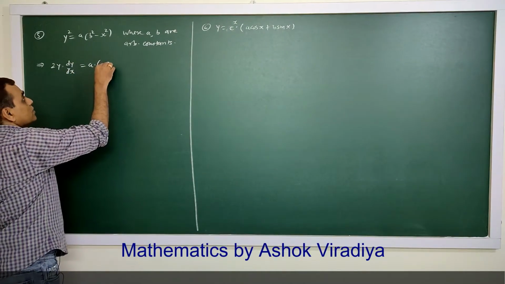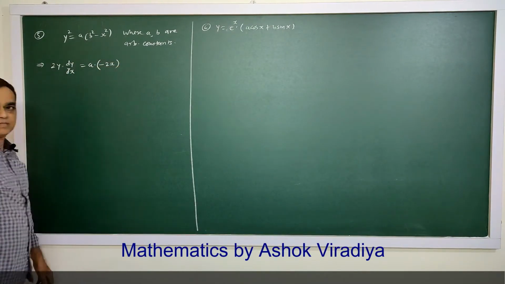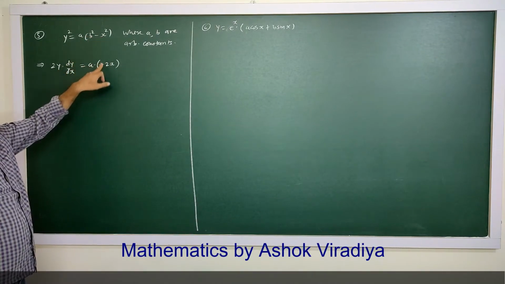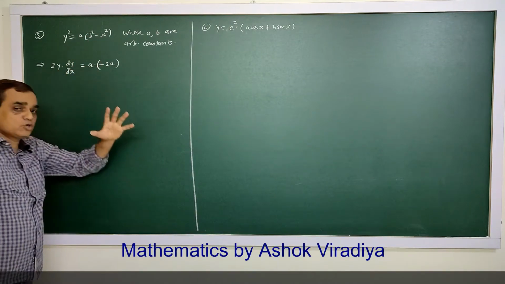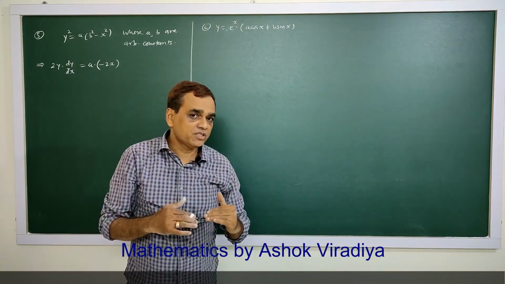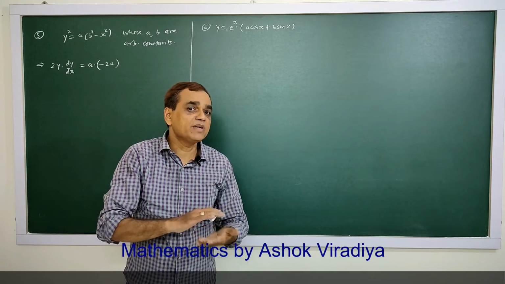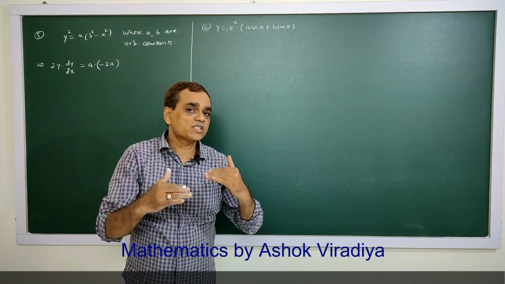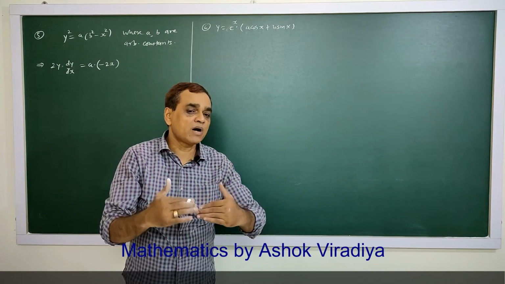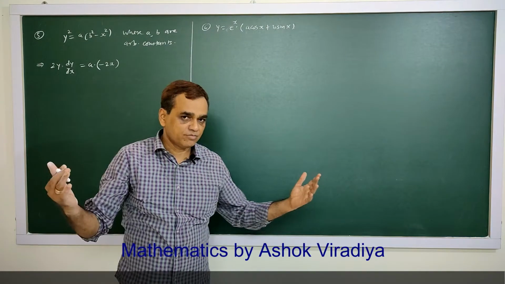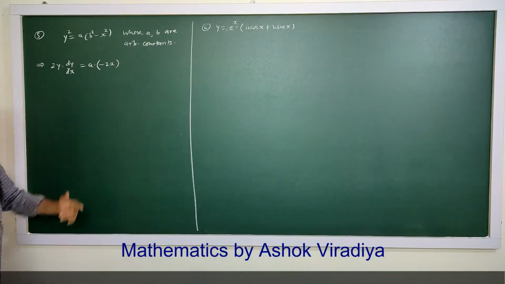minus 2x. Derivative of b square is 0 and derivative of minus x square is minus 2x. So look here, in first differentiation b square is eliminated. So sometimes constants are eliminated one by one, sometimes they are eliminated at a time. So here first b square is eliminated.